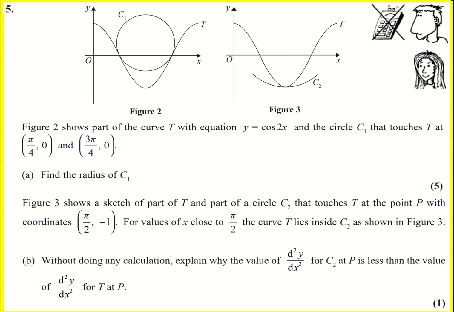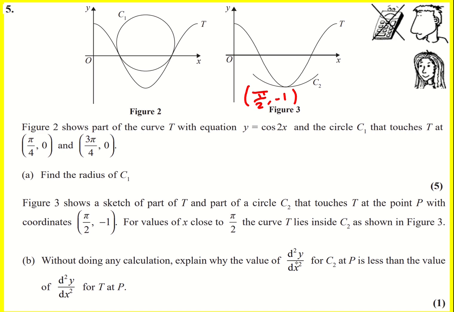On to part B. Well, first of all, we've got this figure 3, which shows again the same curve T, but now a different circle, which touches here at pi over 2 and minus 1. And then for values of x close to pi over 2, the curve T lies inside. So i.e. the C2 is on the outside. Without doing any calculation, explain why the second derivative for C2 at P is less than that for T at P.